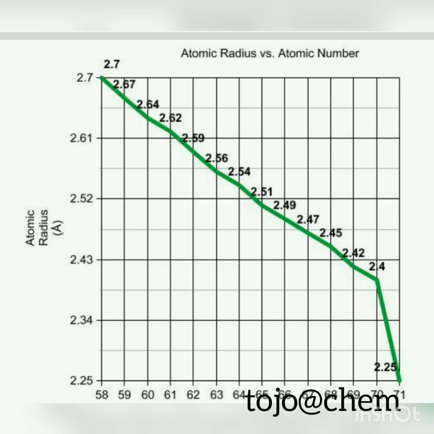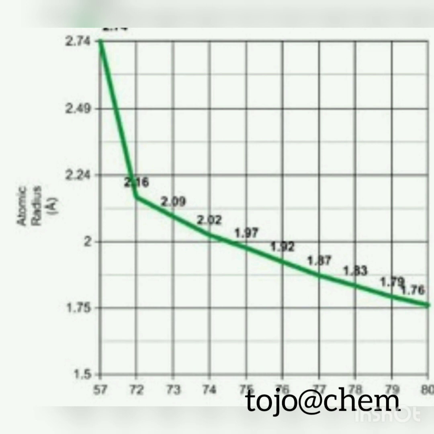Let's compare the atomic radius between 57 and 72. You can see that in the case of 57, the atomic radius is 2.74 angstrom. And in the case of atomic number 72, that means in the case of hafnium, the atomic radius is just 2.16 angstrom. And 14 elements are present in between these two. You can see that this steady decrease arises only because of what? The steady decrease arises only because of the poor shielding effect or poor shielding capacity of the f electrons present.